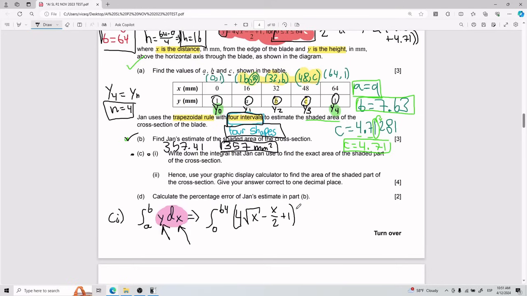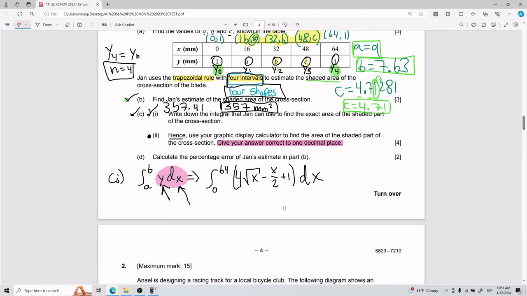And you want to do the integral with respect to which variable? With respect to x, so you're going to put dx. That is part C, part I, literally. It's just writing down the integral. And then, hence, we need to use the graphing display calculator to find the area of the cross section. And careful, give your answer correct to 1 decimal place. So now I just have to use my calculator to plug this in, and I'm going to be done.